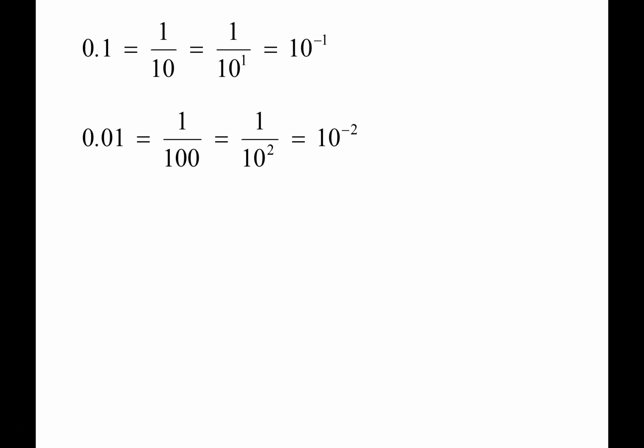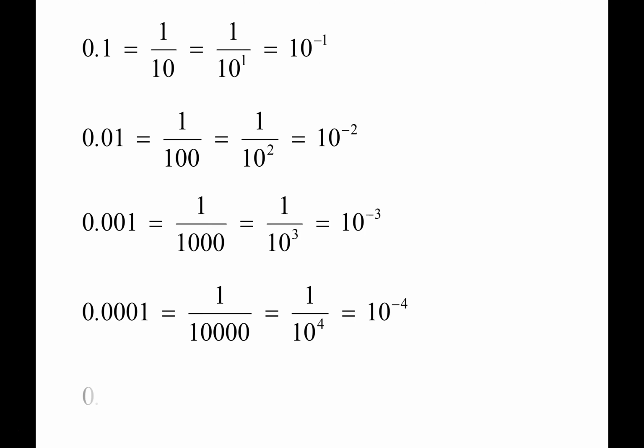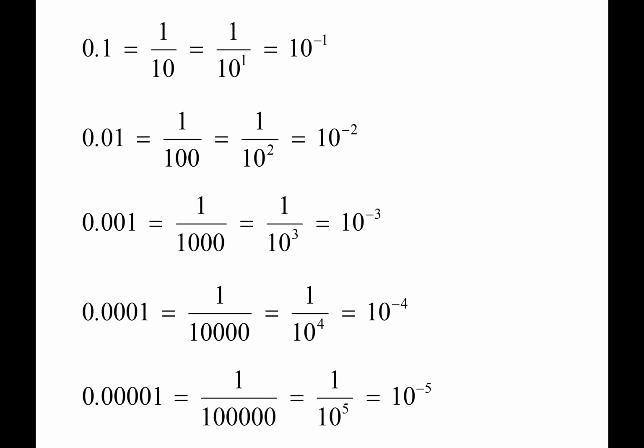0.01 is 1/100th, and that's the same as 1 over 10 raised to the second power. In other words, that's 10 to the negative second power. And it goes on. Any questions about this? So these work well for small numbers. In other words, if we are going to pack up a small number in scientific notation, you're going to see that this power of 10 is going to be negative.